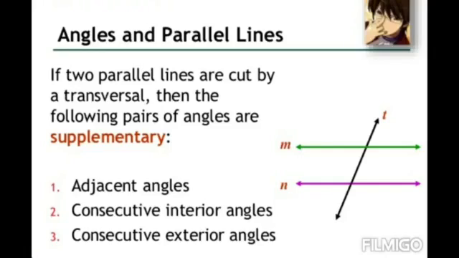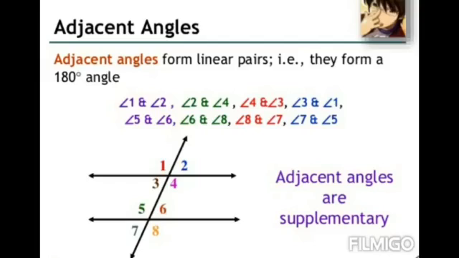And if two parallel lines are cut by a transversal, then the following pairs of angles are supplementary, meaning the sum of these angles is always equal to 180 degrees: adjacent angles, consecutive interior angles, and consecutive exterior angles. When two parallel lines are cut by a transversal, then adjacent angles are supplementary, meaning angle 1 and angle 2, the sum of these two angles is 180 degrees. Similarly, all these pairs of adjacent angles sum to 180 degrees.